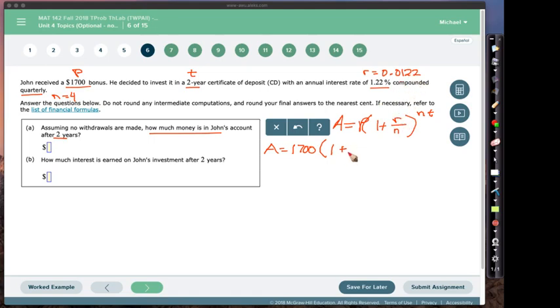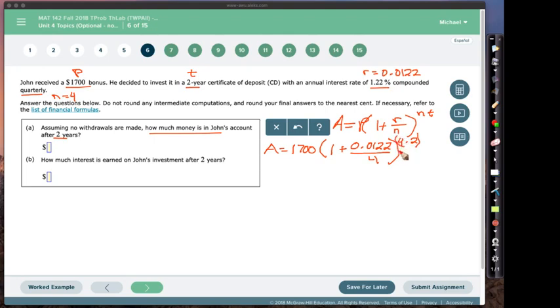The rate is 0.0122, which is a very low interest rate, but again, it's a very secure investment. You're going to get all your money back plus a little bit more. And then we divide that by 4. Up in the exponent, we take 4 times the number of years, which is 2.